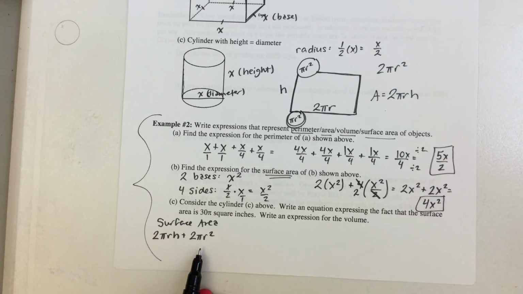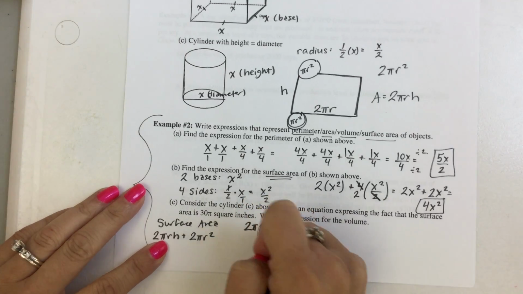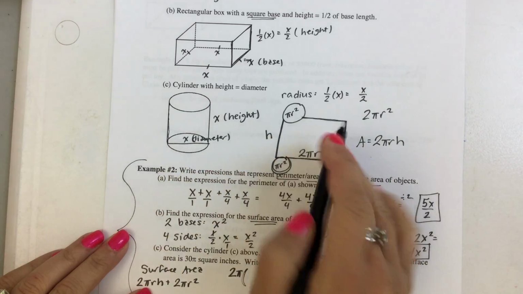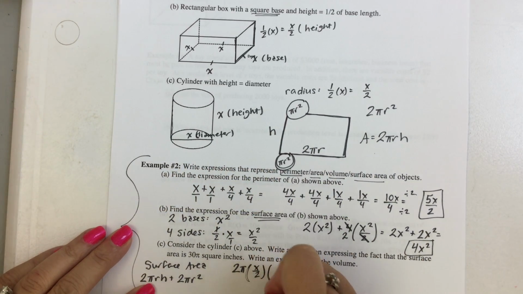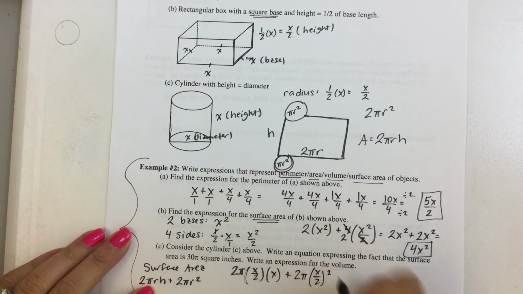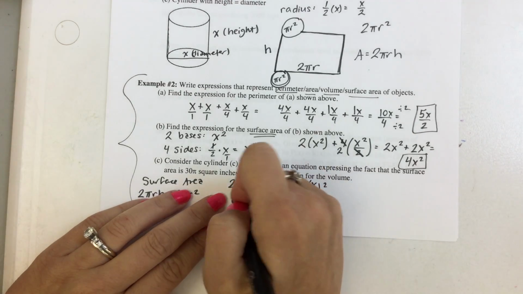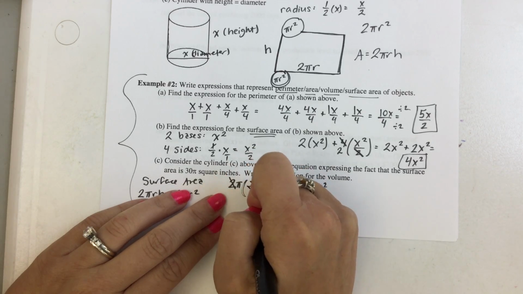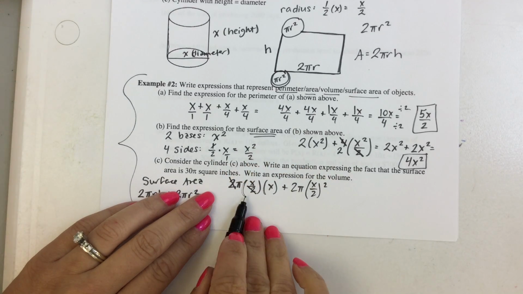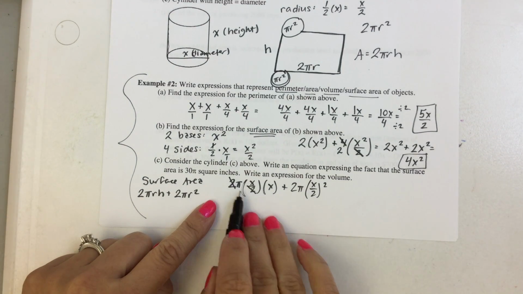Okay, so when I go ahead and find this, it is 2 pi, our radius. Remember, we said that the diameter was x, so our radius is x over 2 times our height. We did not know the height, so it's an x, plus 2 pi r. Our radius is x over 2, and you square it. Okay, so as I do this, I'm going to go ahead and multiply these. I can cross cancel this 2 with this 2. Remember, if I am multiplying by a denominator, it cancels.